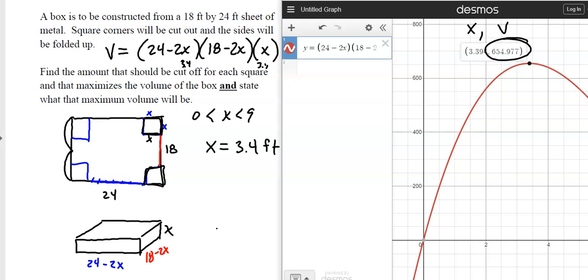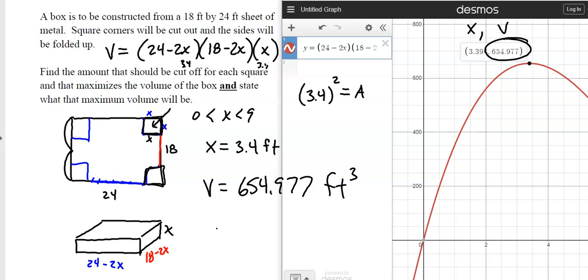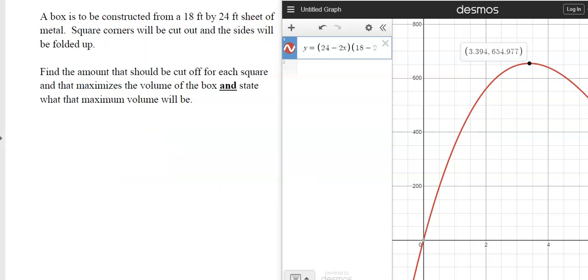So my max volume is actually going to be 654.977, and you could round somewhere like that. Volume is in cubic feet, and my cuts are just in normal feet. I know some people found the area of the square, so maybe the way I worded it was a little bit misleading. If you did 3.4 squared, that would give you the area of each of these little squares. But that wasn't what I intended, and maybe it wasn't super clear, so my bad on that.